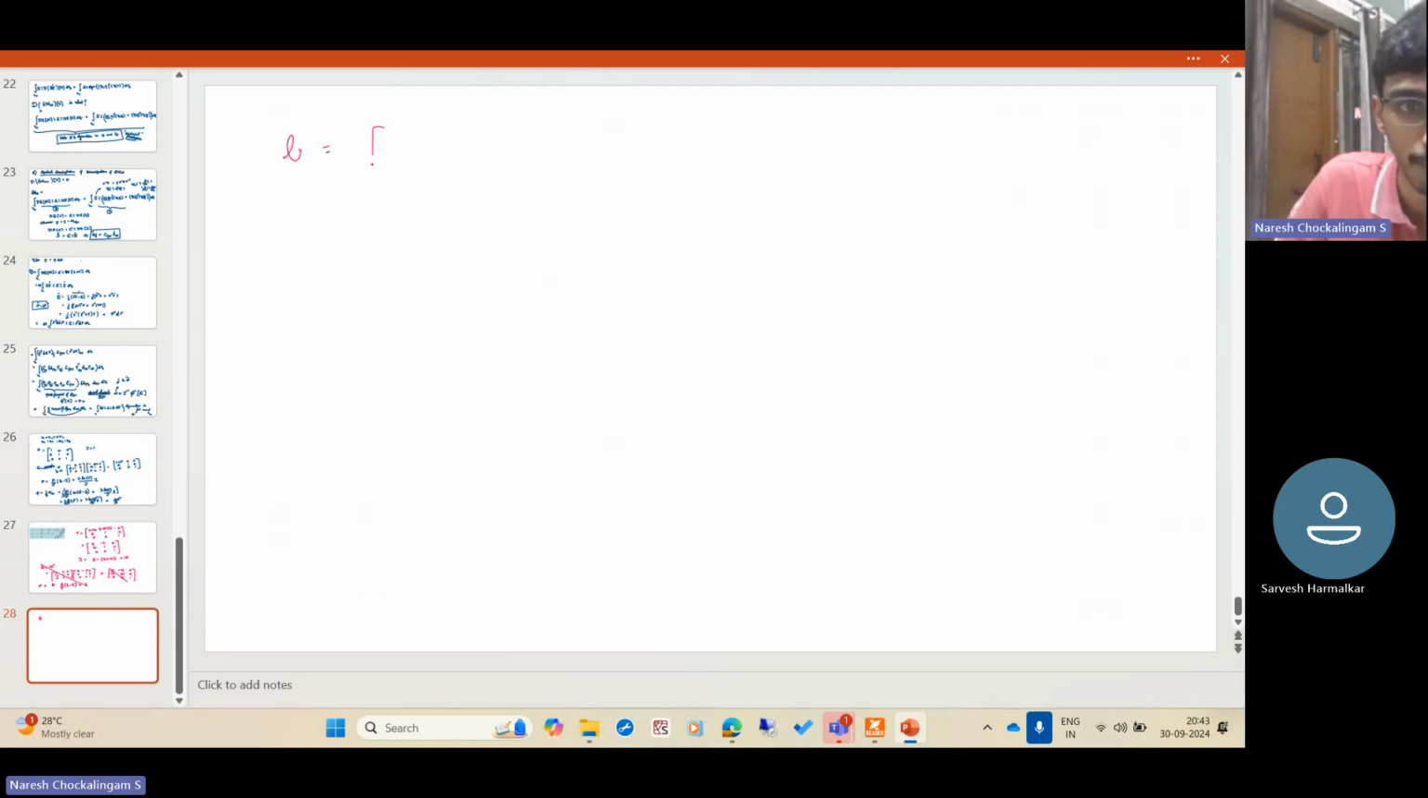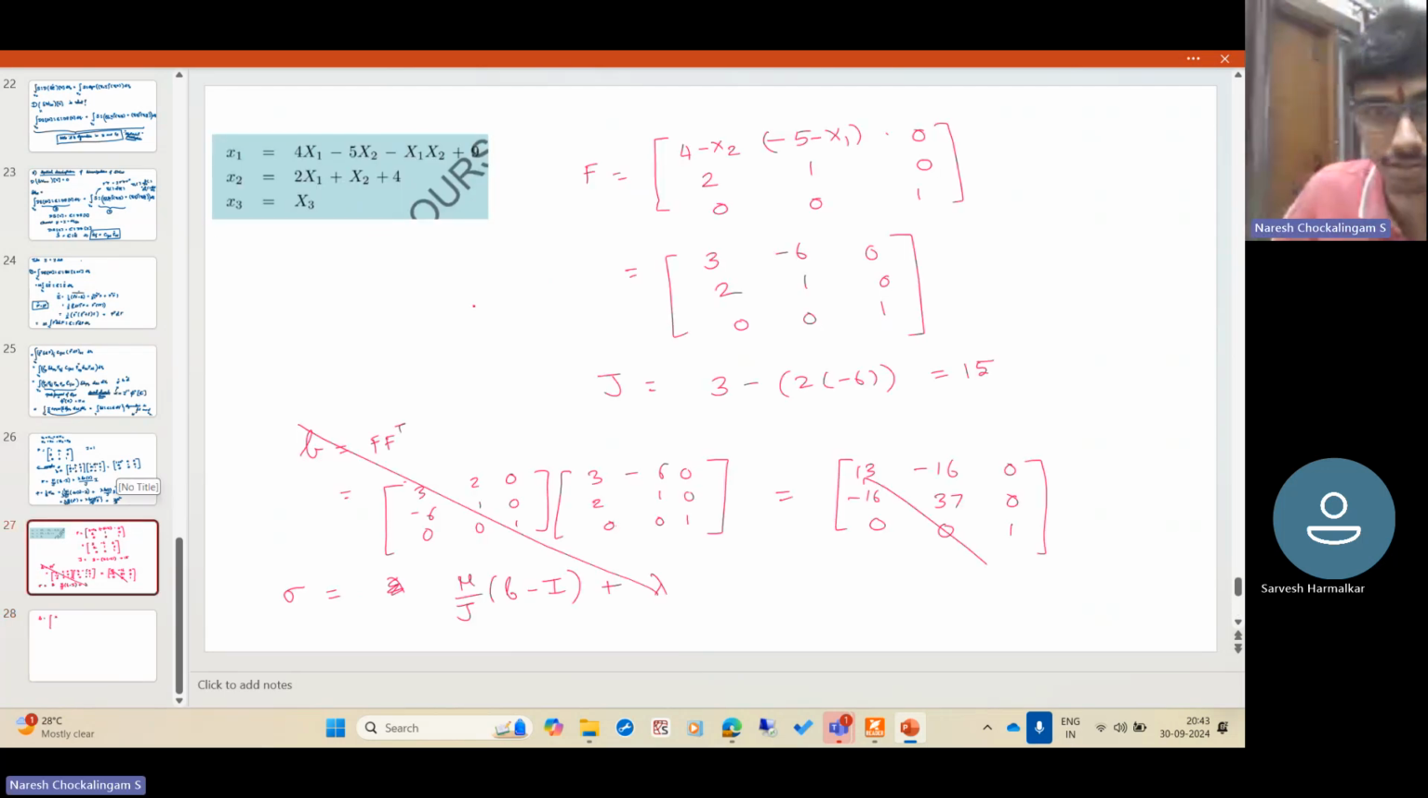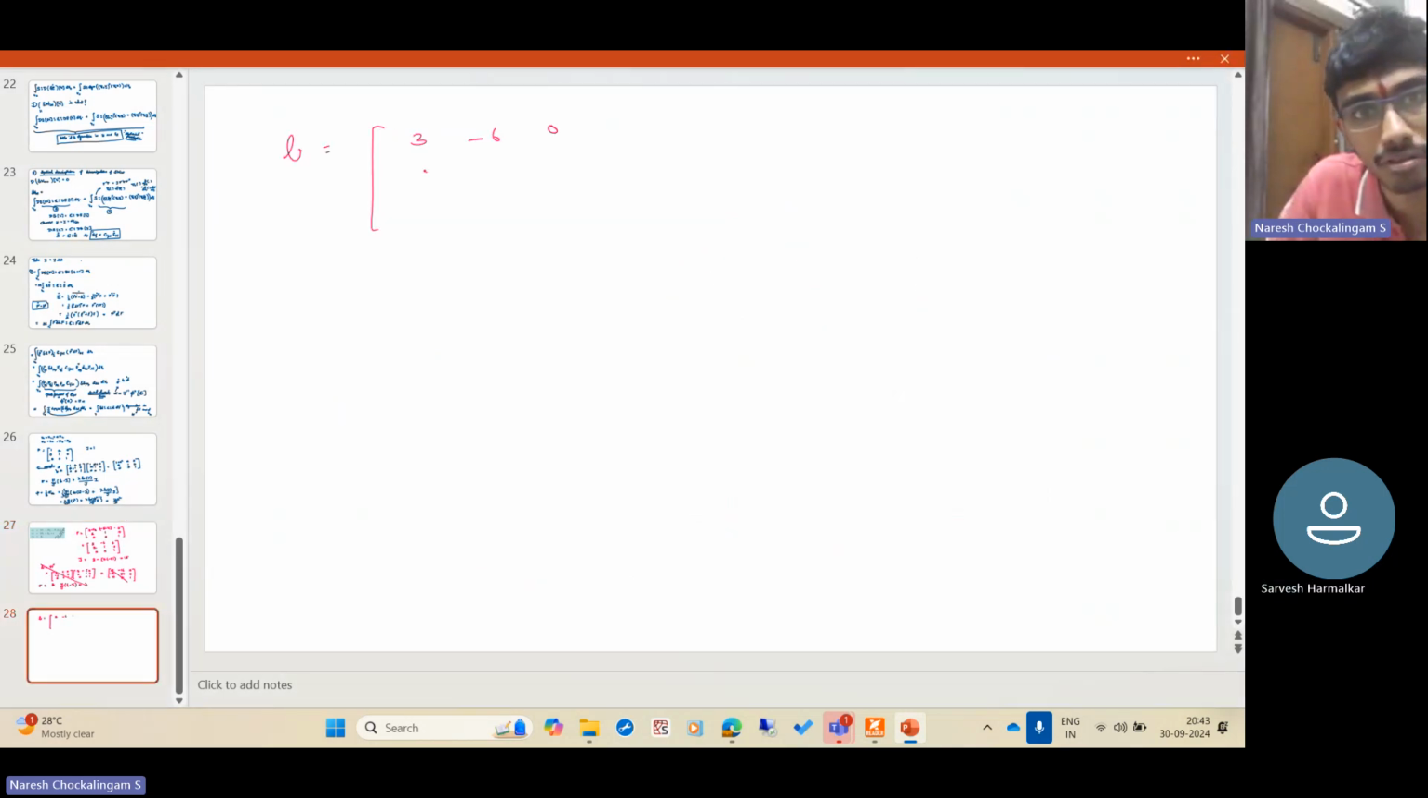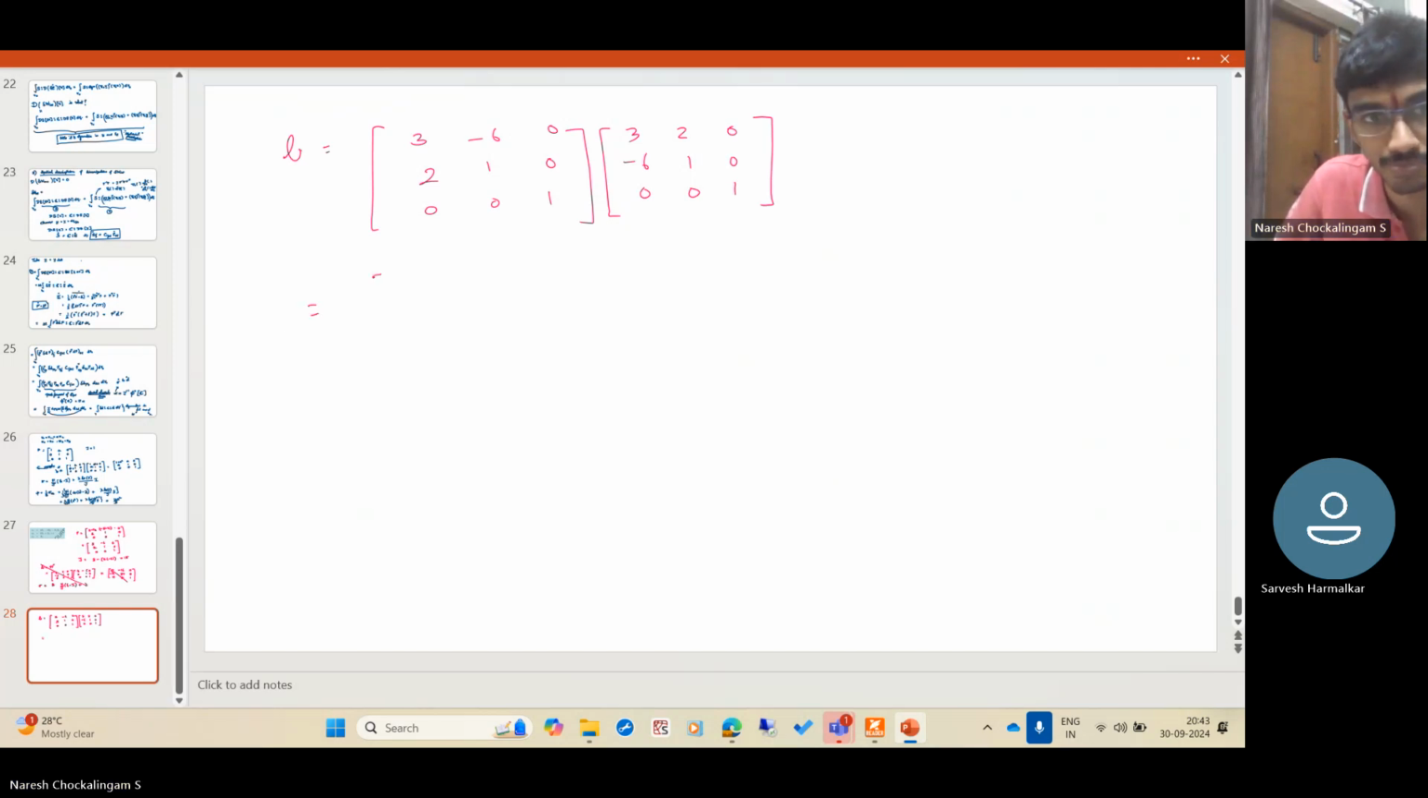Sorry. So B is 3 minus 6 0, 2 1 0, 0 0 1, multiplied by F transpose, 3 minus 6 0, 2 1 0, 0 0 1. And this is 3 square. This first term anyway doesn't matter. No, it changes. So 3 square is 9 plus 36, 45.